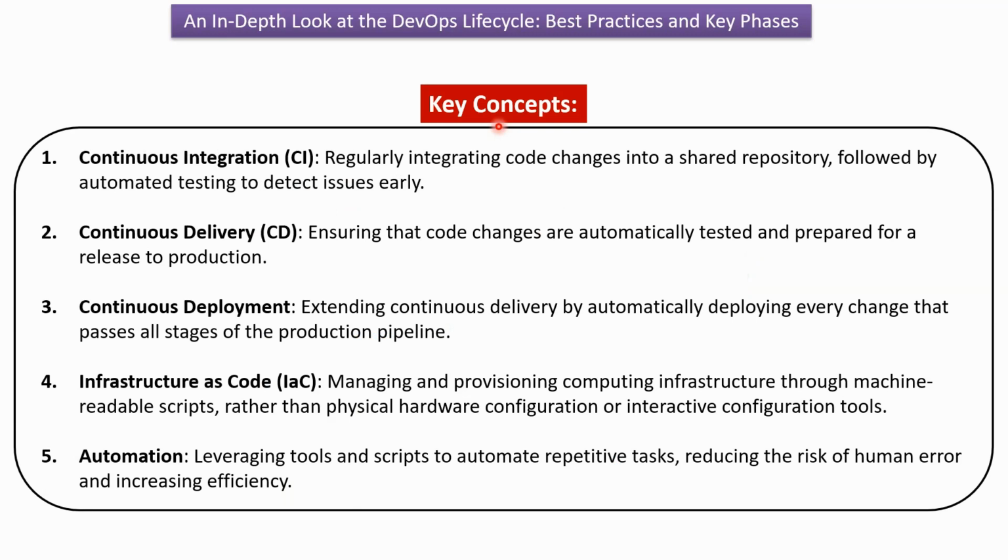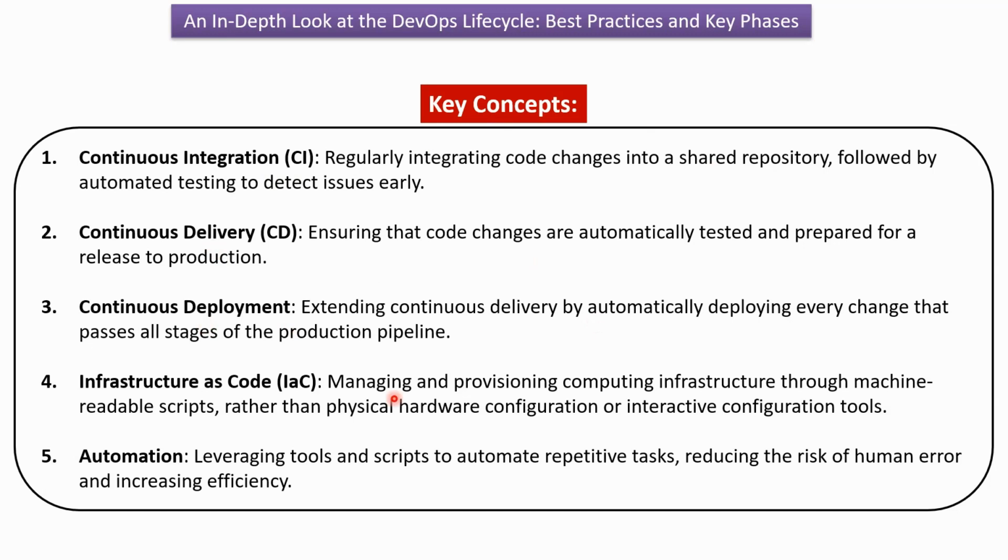Now we will see the key concepts. The first point is continuous integration. Regularly integrating code changes into a shared repository, followed by automated testing to detect issues early. The second point is continuous delivery, ensuring that code changes are automatically tested and prepared for the release to production. Third point is continuous deployment, extending continuous delivery by automatically deploying every change that passes all stages of the production pipeline.